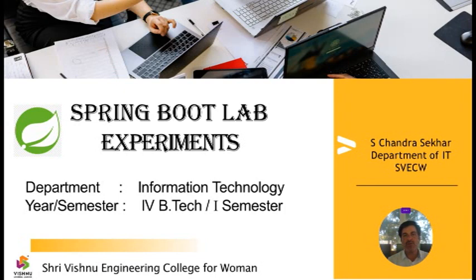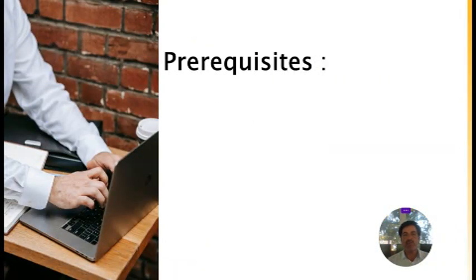In this video, I am talking about Spring Boot lab experiments. Before coming to the lab experiment, we have to learn some prerequisites. Let us talk about the first requirement, Core Java. In Core Java, you have to learn OOPS concepts such as class, object, abstraction, encapsulation, polymorphism, and inheritance. We already learned these OOPS concepts in the previous year.